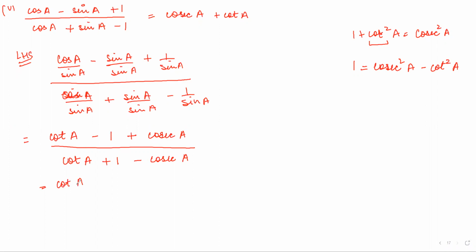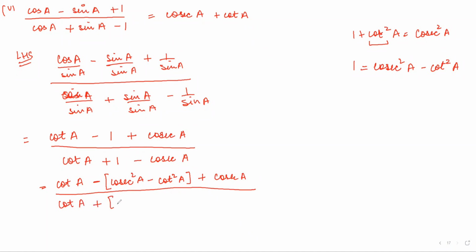So cot of A minus, now put a bracket when you have minus outside. So this becomes cosec square A minus of cot square A, and plus of cosec A. And similarly in the denominator, you get cot of A plus then cosec square A minus of cot square A and then minus of cosec A.